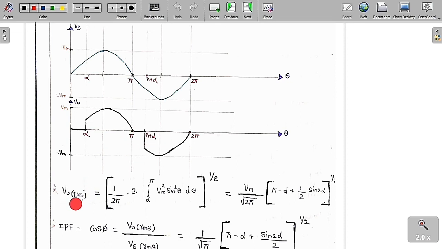If you want to find the RMS value of the output voltage, the RMS value of the output voltage is equal to the square root of 1 by 2 pi, 2 times the integration from alpha to pi of (Vm sin theta) whole square d theta. If you solve this, we get Vm by root 2 pi, under root of pi minus alpha plus sin 2 alpha by 2.